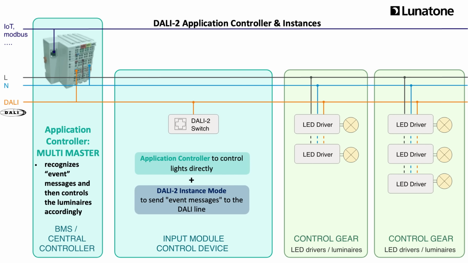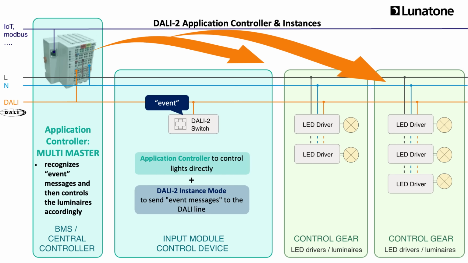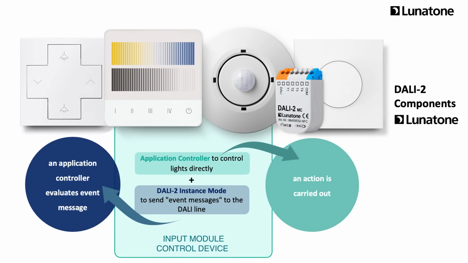This is especially important to know for Lunatone control devices, which always include both options. With this combination, devices can control luminaires directly, but also send event messages to central controllers, which process the information and then, for example, switch on the air conditioning. The Lunatone DALI-2 components all have an application controller implemented and support the instance mode as well, to send event messages to other application controllers.